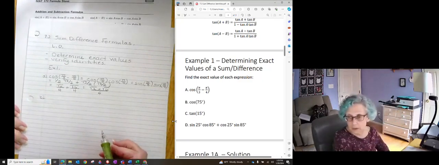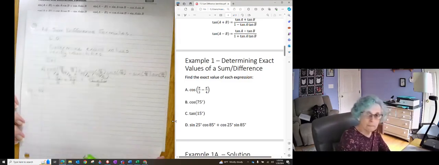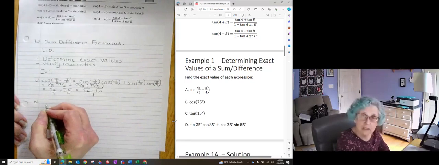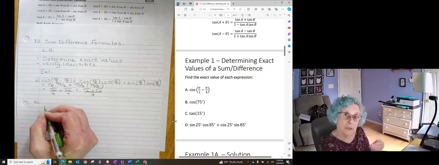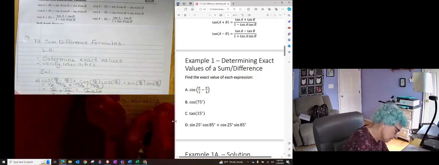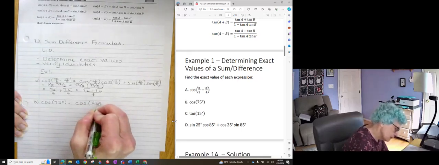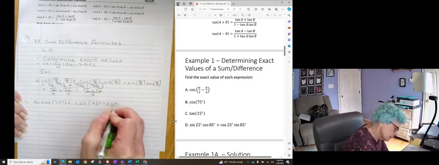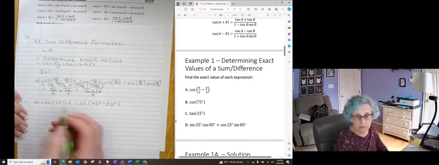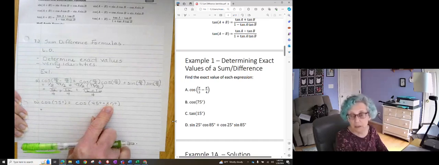Let's look at the next one. We have cosine of 75 degrees. So this is where you're going to have to use your imagination to figure out how you can get 75 degrees from two numbers that you know. The cosine of 75 degrees would be equal to the cosine of 45 plus 30 degrees, because 45 plus 30 is 75. And we know cosine of 45 degrees, we know cosine of 30 degrees.